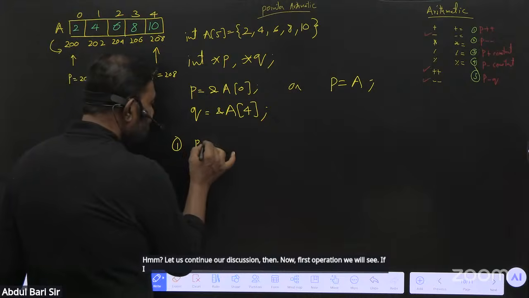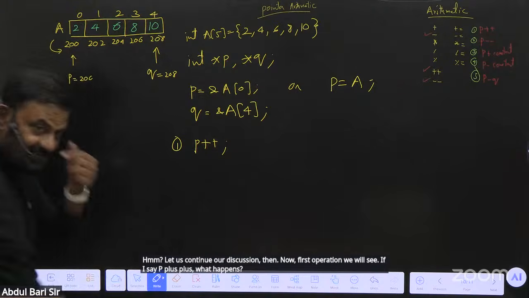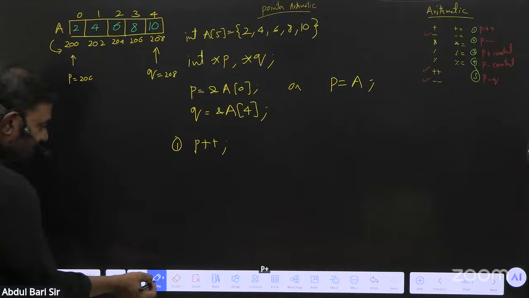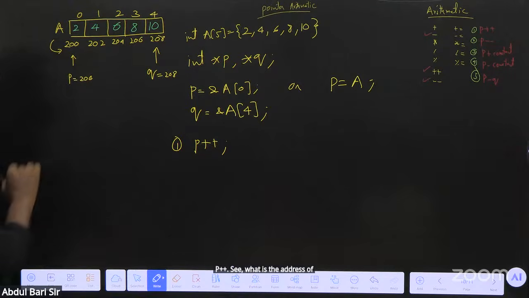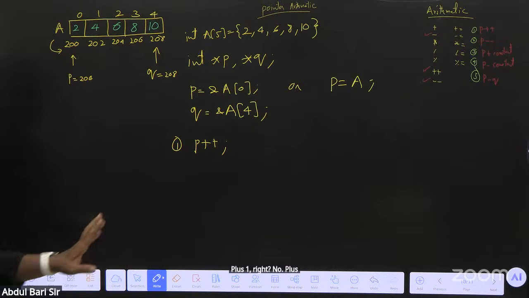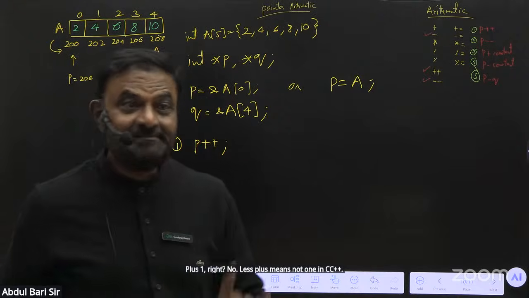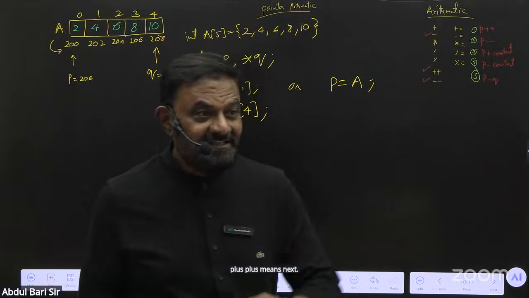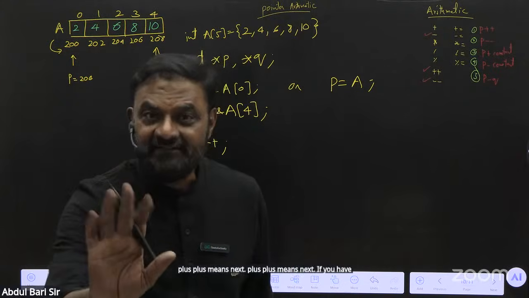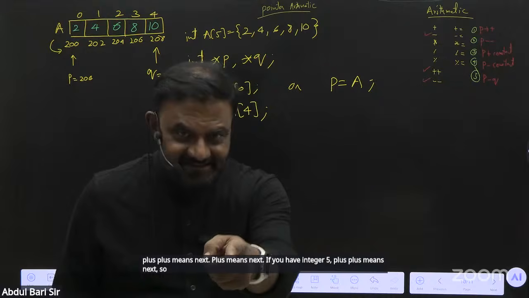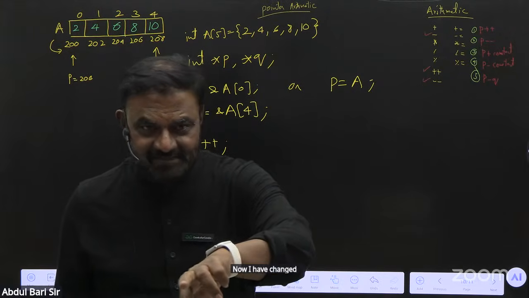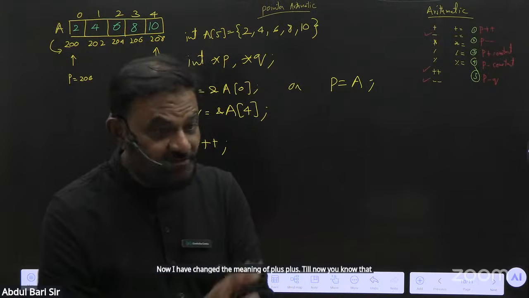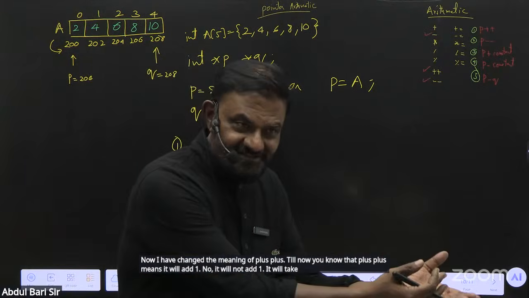If I say P plus plus, what happens? See, what is the address of this one? 200. Plus plus means plus 1, right? No. Plus plus does not mean 1 in C++. Plus plus means next. If you have integer 5, plus plus means next. So what's that? 6. Now I have changed the meaning of plus plus. Till now you know that plus plus means it will add 1. No, it will not add 1. It will take the next integer.